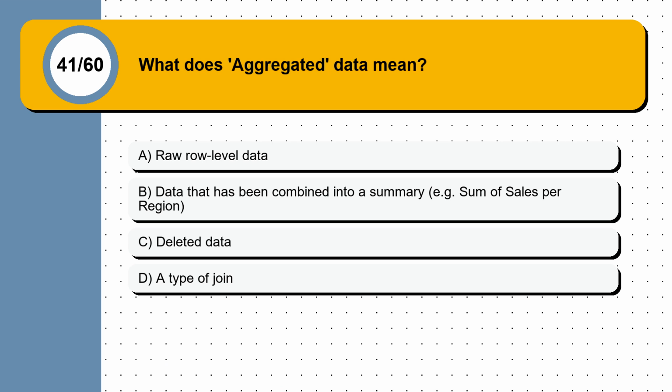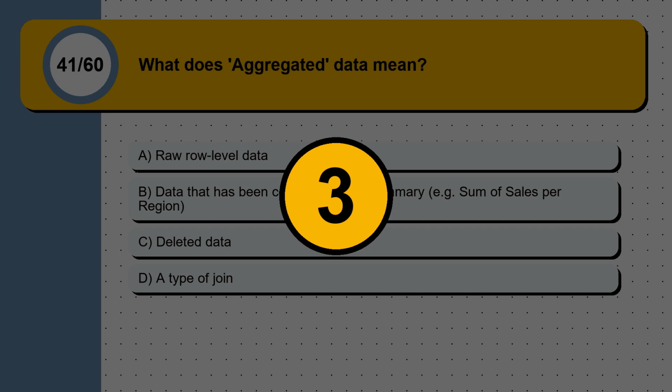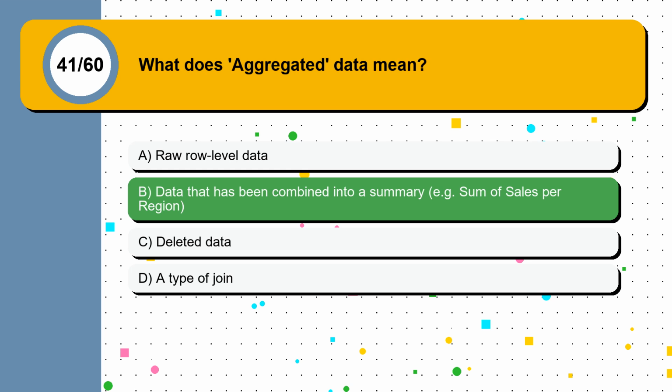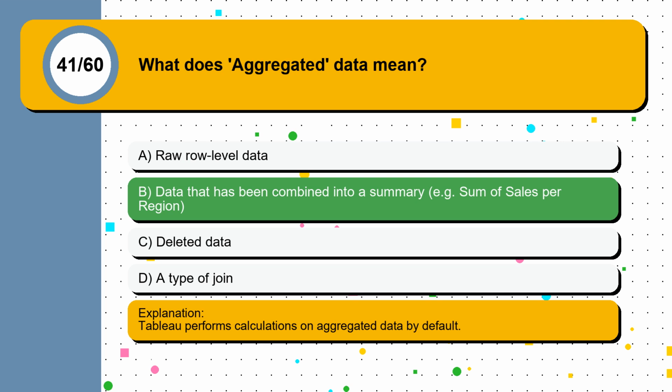Question 41. What does aggregated data mean? Option A, raw row-level data. Option B, data that has been combined into a summary, e.g. sum of sales per region. Option C, deleted data. Option D, a type of join. The correct answer is option B, data that has been combined into a summary, e.g. sum of sales per region. Tableau performs calculations on aggregated data by default.